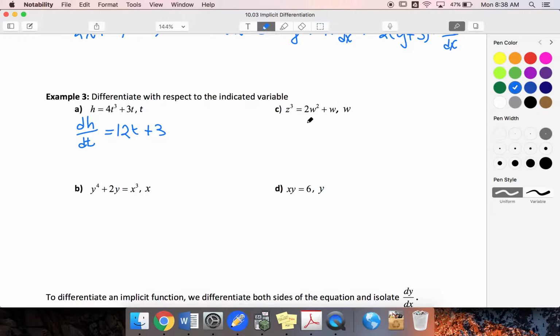On this side, though, now we're going to differentiate with respect to w. So z is defined in terms of w, so I'm going to use the chain rule. That's going to be 3z squared times the derivative of z with respect to w, equals, differentiating with respect to w, 4w plus 1. Now I could keep going with this and isolate my derivative. So dz/dw is going to be (4w plus 1) divided by 3z squared.